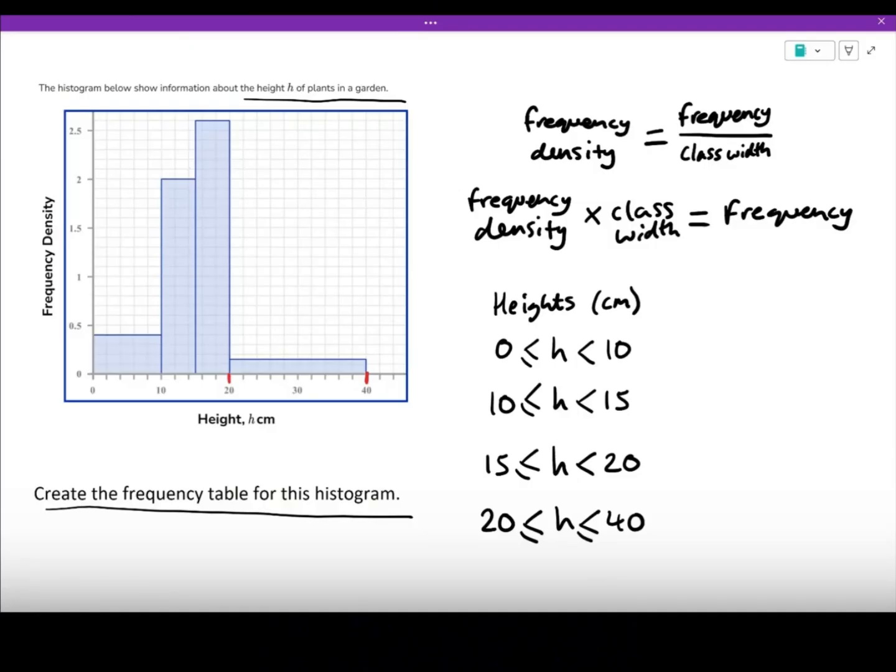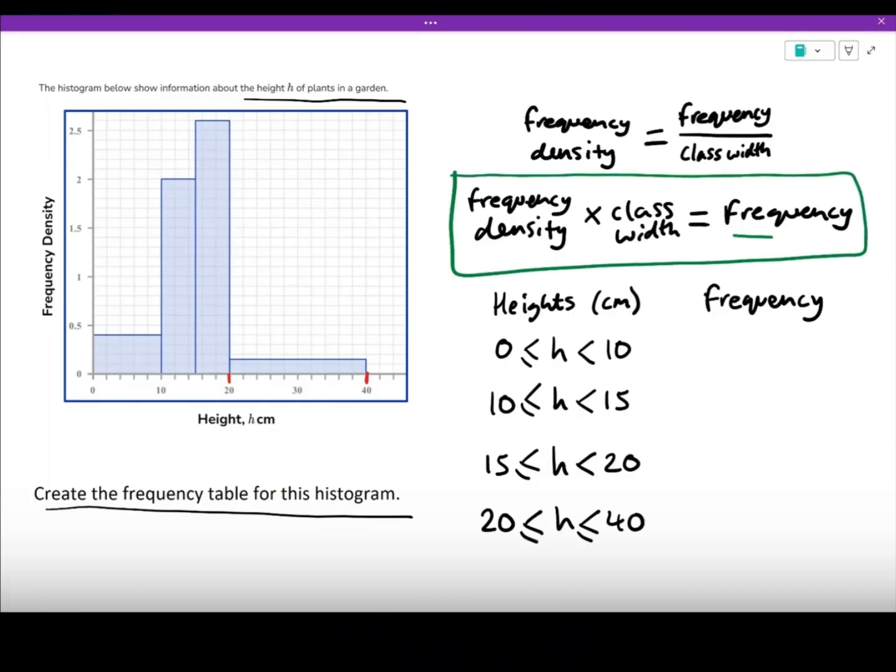So we've got our classes set up. We now need our frequency. Now remember, our histogram does not have frequency on the y-axis, it has frequency density. So I'm going to have to convert that back to the frequency. To do that, I'm going to make use of this formula here.